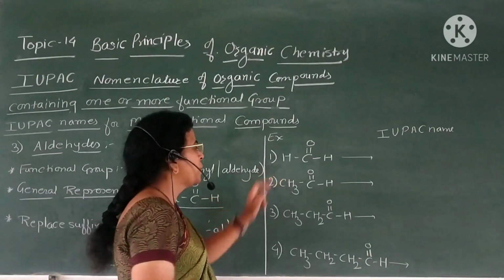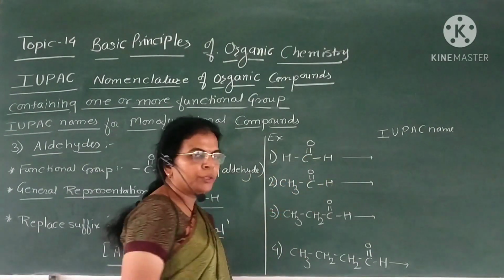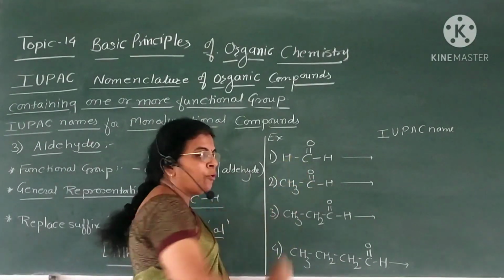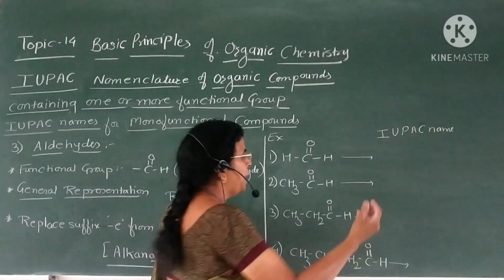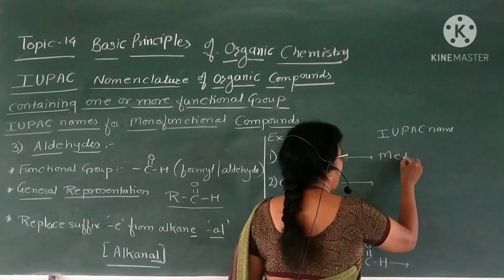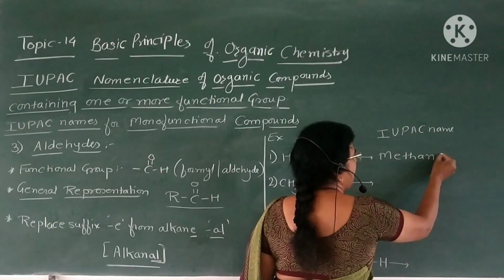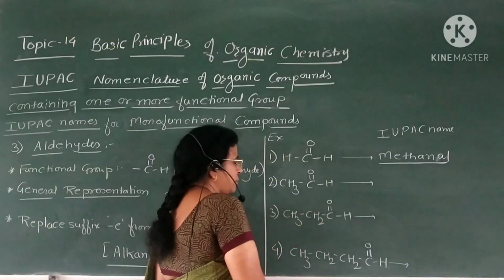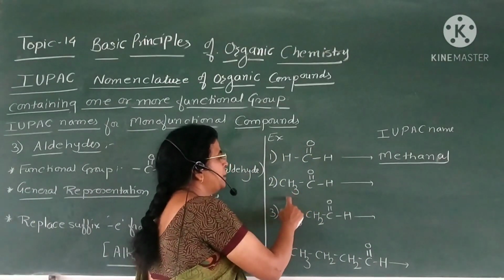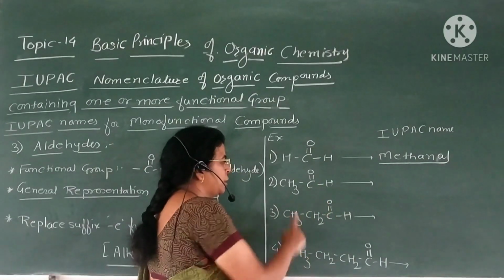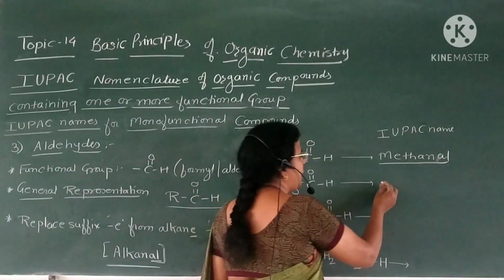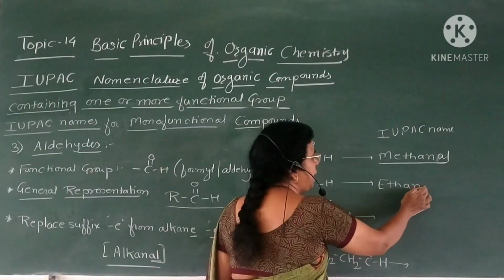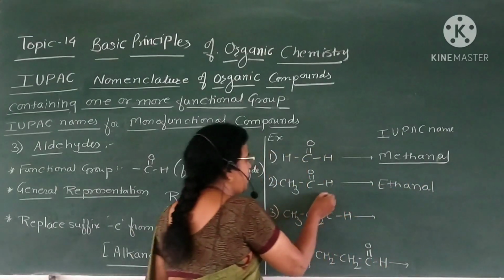Now first one, HC double bond OH. Here there is only 1 carbon atom, therefore the parent alkane becomes methane. Replace the suffix E from methane by Al. It becomes methanal. Second example, CH3 C double bond OH. Now there are 2 carbon atoms, therefore the parent alkane is ethane. Replace the suffix E from ethane by Al. It becomes ethanal.